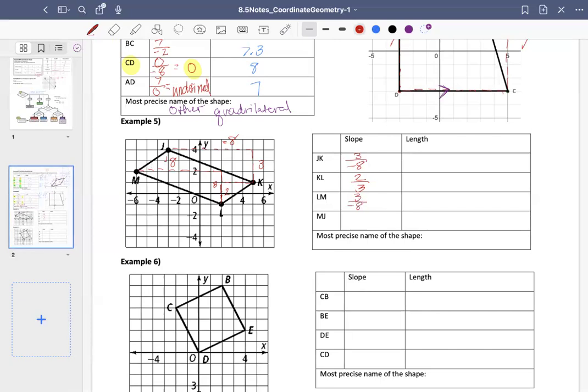And then we're going to do MJ. So we rise 1, 2. We go to the right 3.